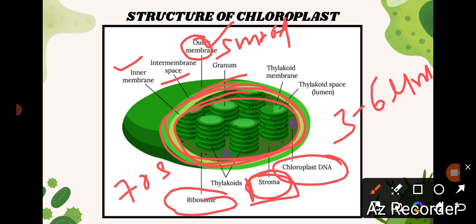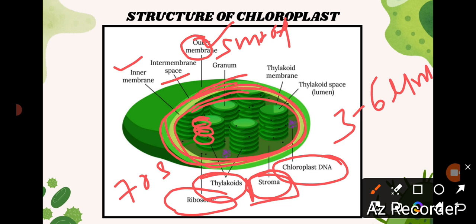Next we'll move on to the thylakoids. The stroma encloses a network of flattened membrane bound sacs called thylakoids. How do they look? They look like a stack of coins. These thylakoids contain chlorophyll and other pigments that capture sunlight.